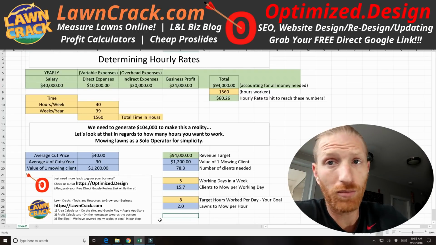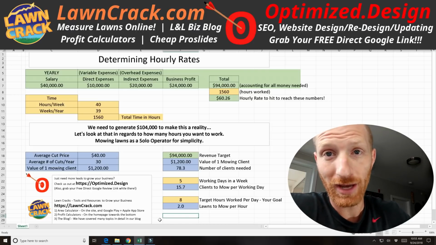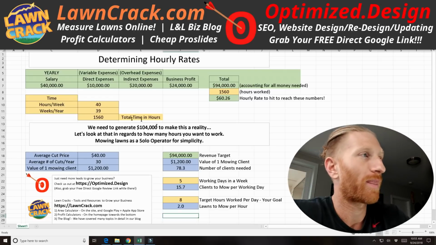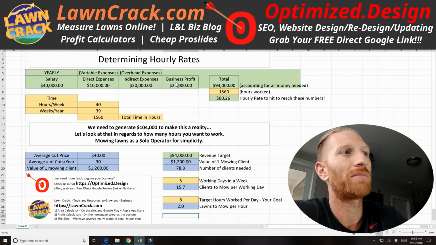0.2 lawns per hour. So to me, I would make 10 grand more and cut 0.2 more lawns per hour. But this is just showing you what happens with these numbers.